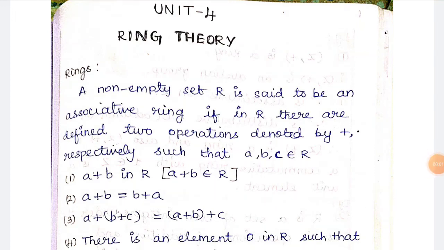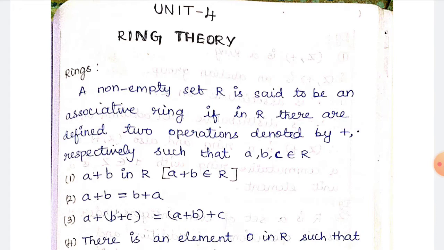Hi everyone. In this class, we are going to start unit number 4, ring theory. In the first unit, we have seen groups. For a group, it should satisfy 4 conditions. For an abelian group, in addition, you have to satisfy the commutative property. A ring means you have to satisfy 8 conditions.